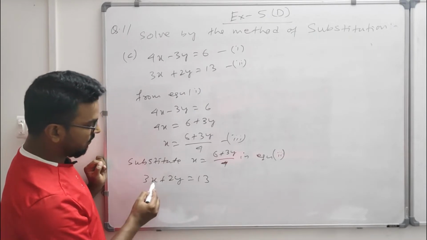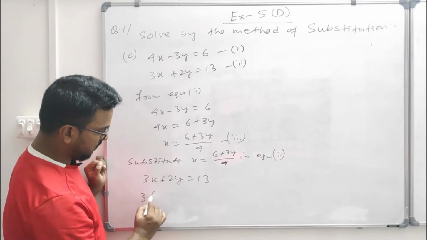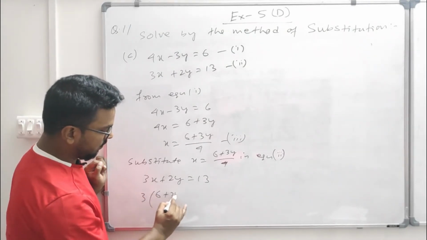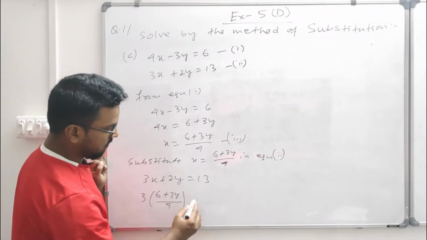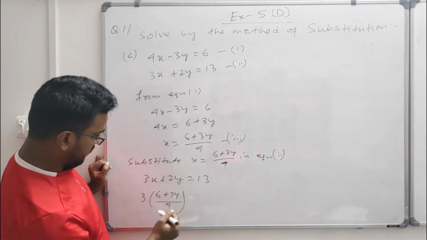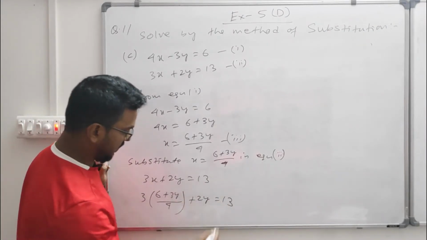If you substitute here, it is just 3x plus 2y equals to 13. So 3. What is the value of x? X is 6 plus 3y by 4. So we'll write 3 into 6 plus 3y by 4 and plus 2y equals to 13.